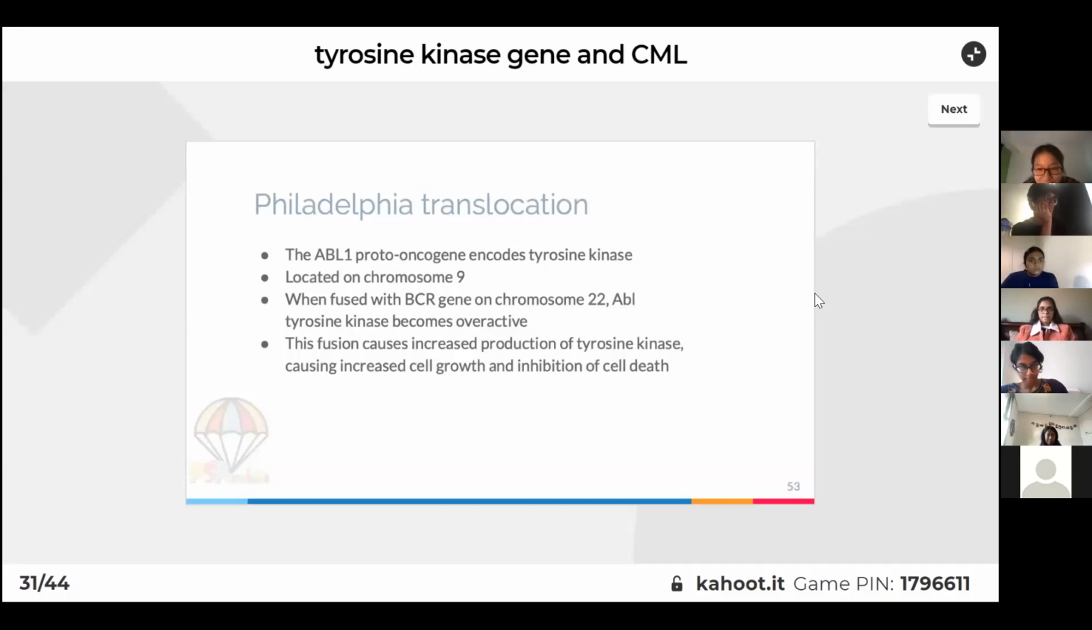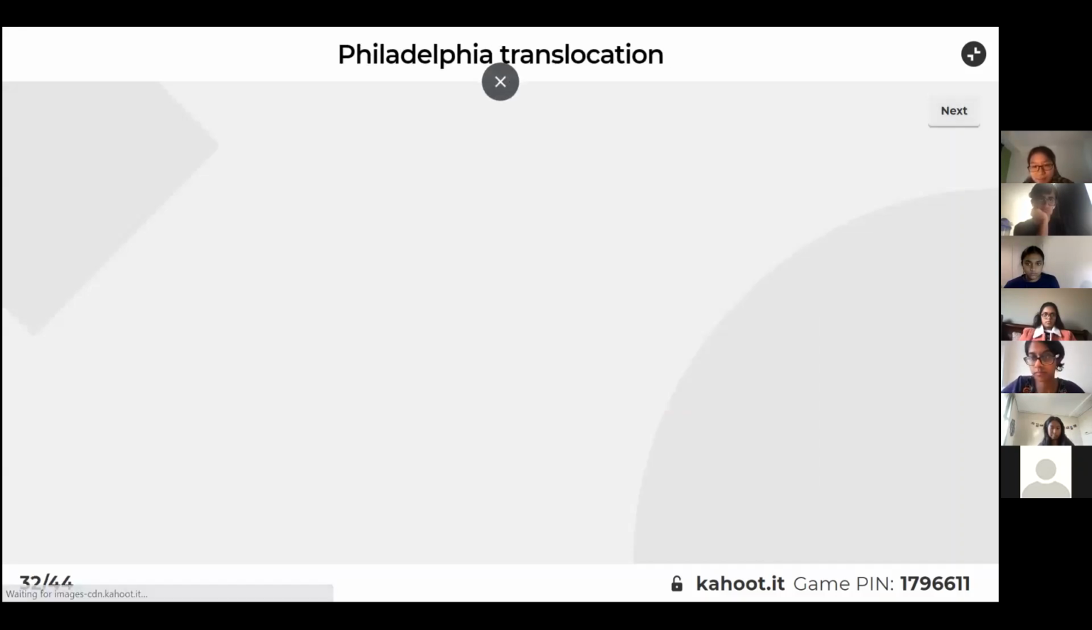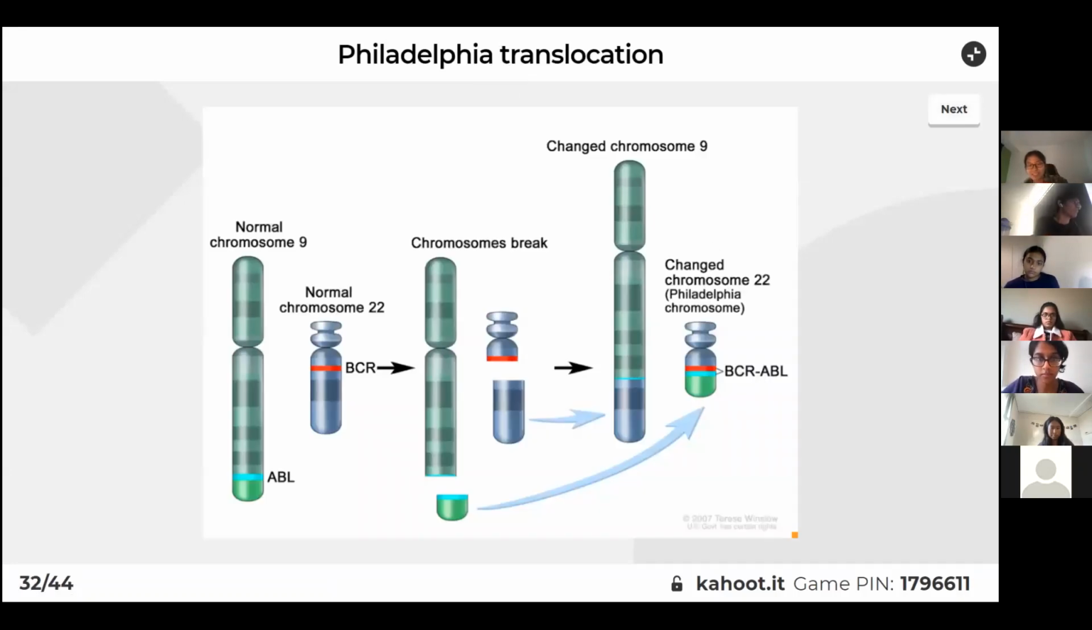So yeah, basically, like I just said, ABL1 is a proto-oncogene. It's on chromosome 9 and BCR is on chromosome 22. And basically they fuse together if there's a genetic mutation. And if we go to the next slide, I believe there's a picture there. Yeah, so that's what happens.